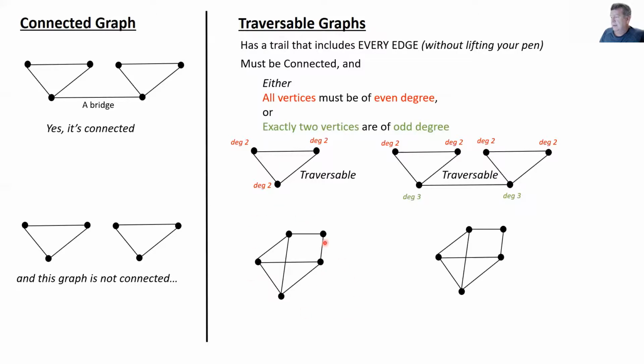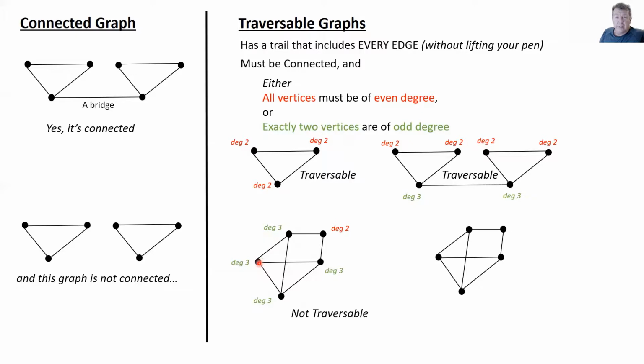Third one down here, let's have a look. This vertex, what's the degree of this one? 1, 2, 3. Great, that's degree 3. This one, 1, 2, 3. That's degree 3. This one up here, degree 2. 1, 2, 3. That's degree 3. 1, 2, 3. Degree 3. Okay, so we've got 4 odd degree vertices. 1, 2, 3, 4. But this says exactly 2. That's no good to us, this one. This one is not traversable.